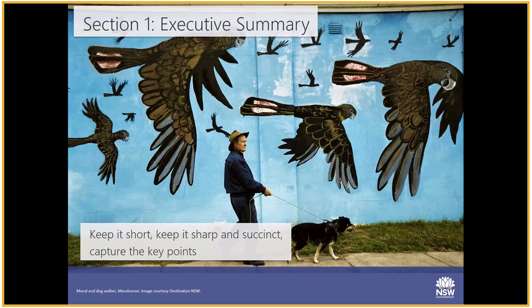So, Section 1, Executive Summary. For those not familiar, your executive summary is a short version of what's in your business case and should capture all the key points. Keep it succinct, sharp, and factual. This is your 30-second elevator pitch. Now, the executive summary will be the first thing anyone reads, which makes it important as it will set the tone for your whole business case. And we suggest that you write your executive summary after you've completed the rest of your business case.